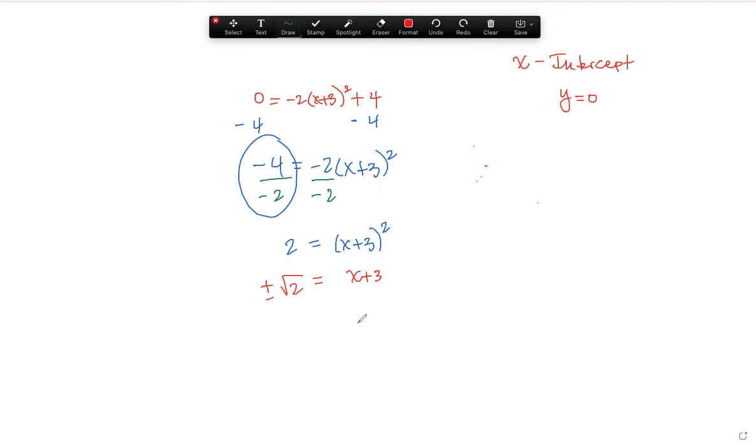And then continue? So then you would have to move the 3 over. Yep. So what do I get? So -3 plus or minus the square root of 2 equals x. Yep, plus or minus the square root of 2. So there are 2 x-intercepts. Obviously, we got here by making y 0. One of them is -3 plus square root of 2 comma 0. The other is -3 minus the square root of 2 comma 0. Fair? Yeah. Can you hear me any better? Yeah, you're good.